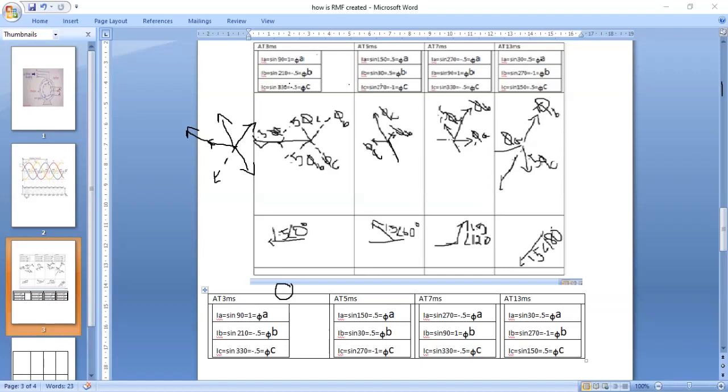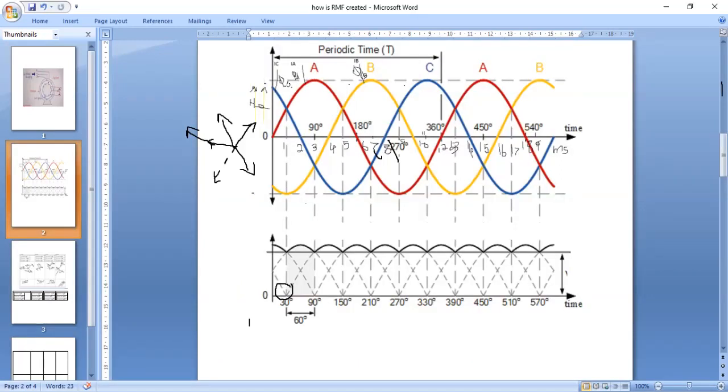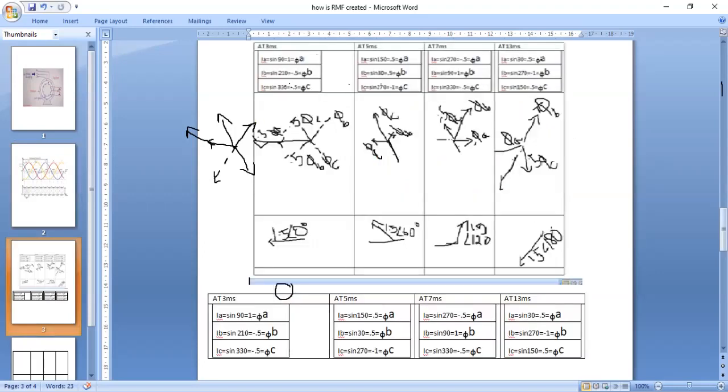Next, for the third instant of time, let us consider 7 milliseconds and what the nature of the fluxes is. At 7 milliseconds, phase A would be sine of 210 degrees, phase B would be sine of 90 degrees, and phase C would be sine of 330 degrees. Correspondingly, the magnitudes of phi A, phi B, phi C would be minus 0.5, 1, and minus 0.5. And we have drawn the vector here.